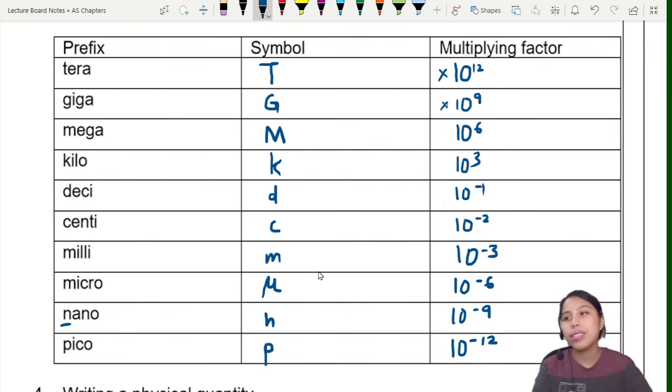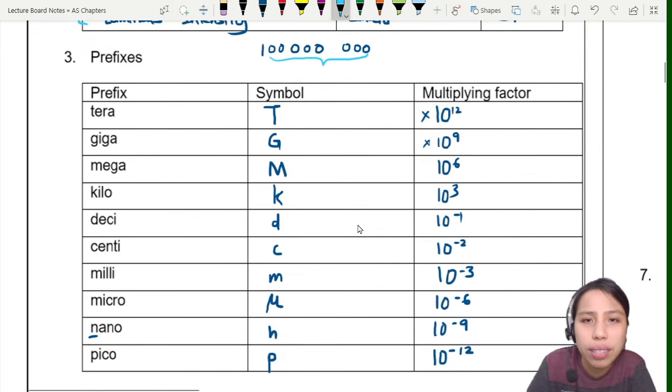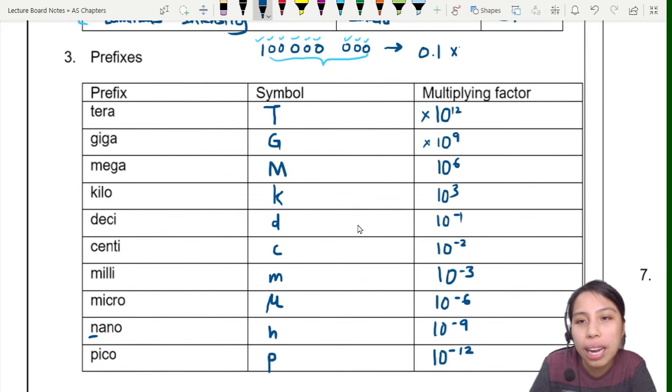Okay, how do we use this thing? Remember just now I said writing a lot of zeros is a bit troublesome. How many zeros are here? Let's count. 1, 2, 3, 4, 5, 6, 7, 8, 9. Maybe I could write this as 0.1 times 10 to the 9.